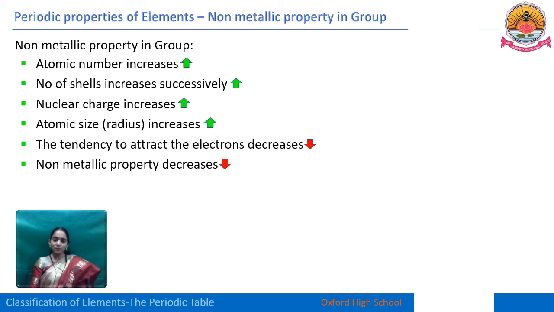We know that the complete left side of the periodic table is metals actually. So in a group from top to bottom the non-metallic property decreases. We can say in other words that the nuclear force of attraction is less because the number of shells increases, so the tendency to attract the electron also decreases. That's why the non-metallic property decreases.